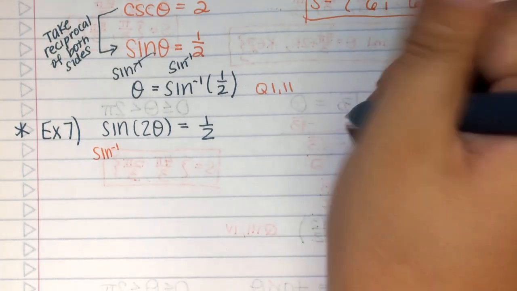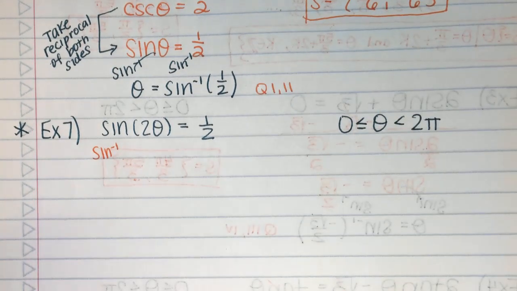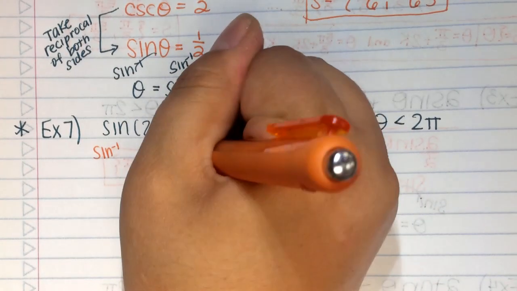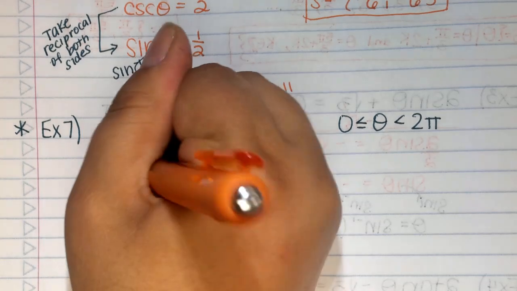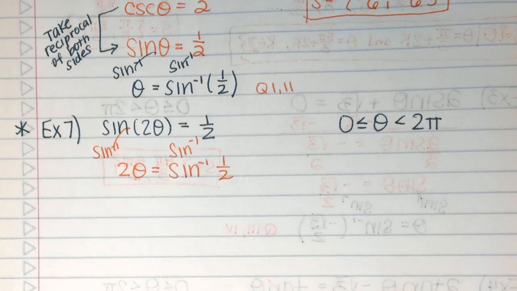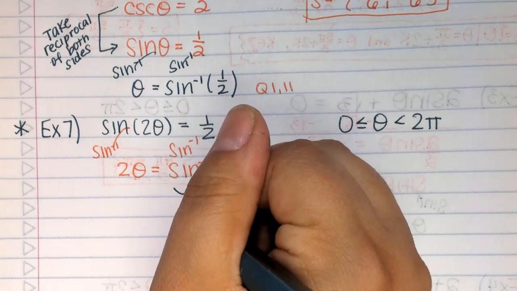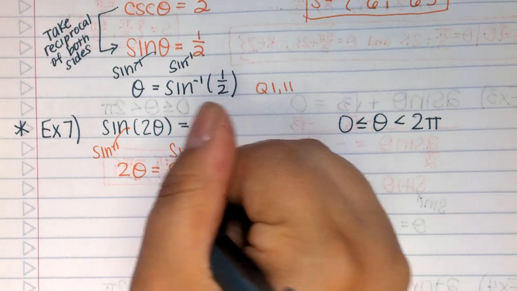Oh, wait. Interval. Sorry. You were super lost, I know. Okay, the interval is going to be the regular interval. So 2 theta is going to equal the inverse sine of 1/2. What is my inverse sine of 1/2? We just did this the last time. Do y'all agree that is pi over 6?